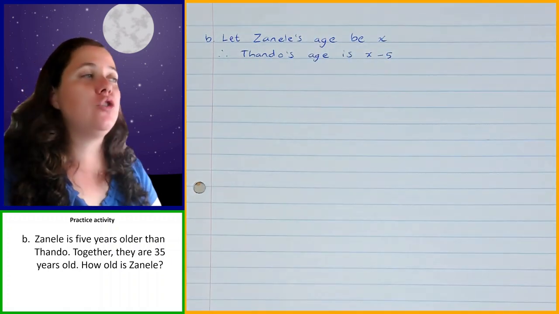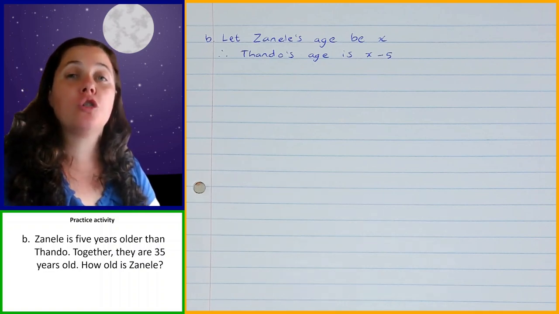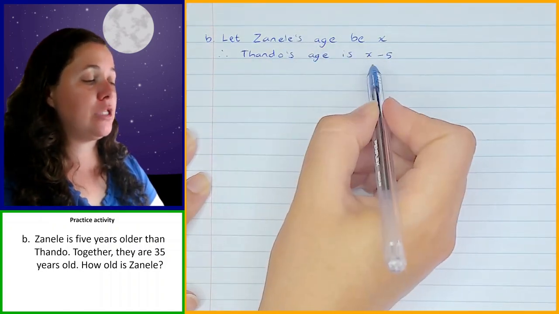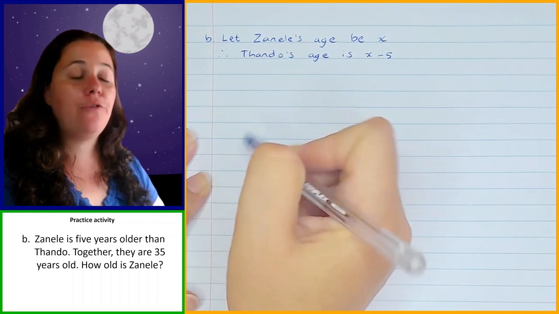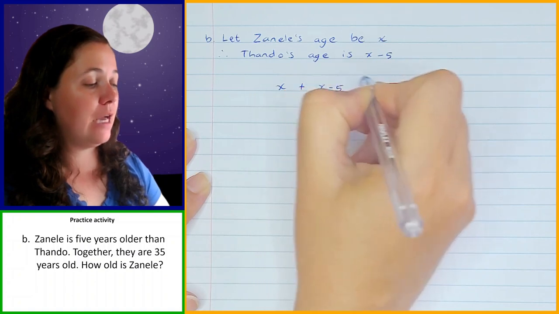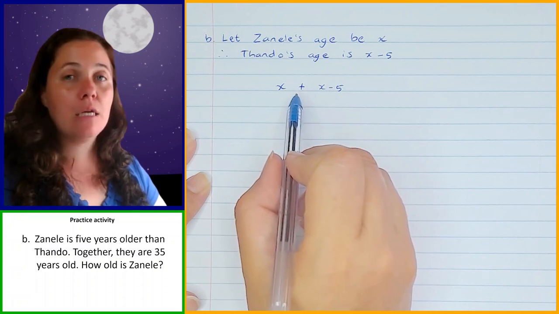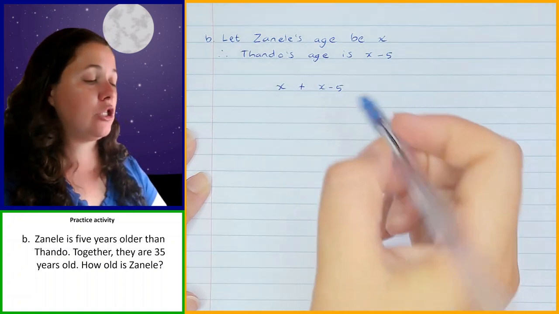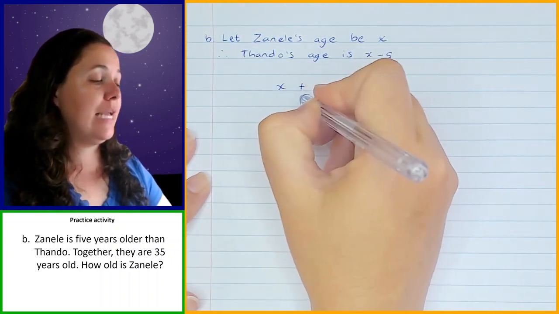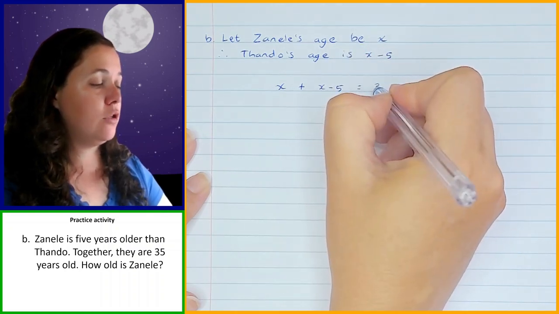Then the information we haven't used yet is that together they are 35 years old. So that is the sum or the total of their two ages. So now what I'm going to do when I'm setting up my equation is take their two ages and add them to get 35. So that's going to be X, Zanele's age, plus X minus 5, which is Tando's age. Now here, I don't need to put in brackets because there's not a minus in front. It's a plus, which wouldn't make any difference if I were to multiply it into the brackets. So I don't have to put brackets there, but if it was a minus, I would have to put in brackets. Okay, so it's X plus X minus 5 equals, together they are 35 years old, so 35.